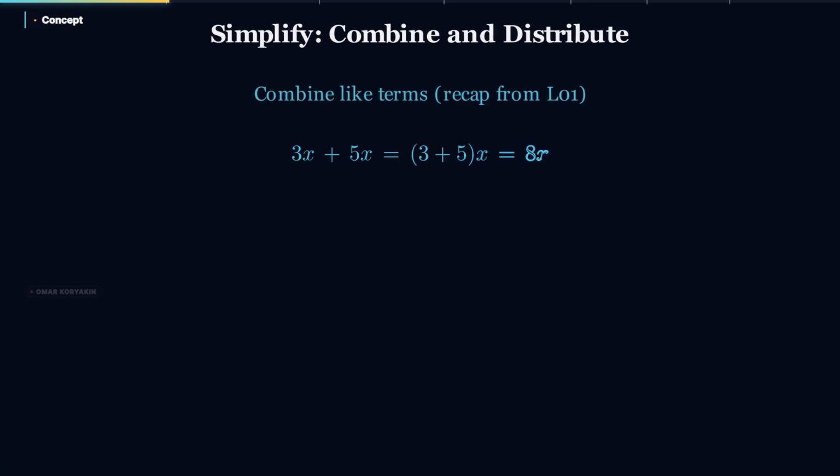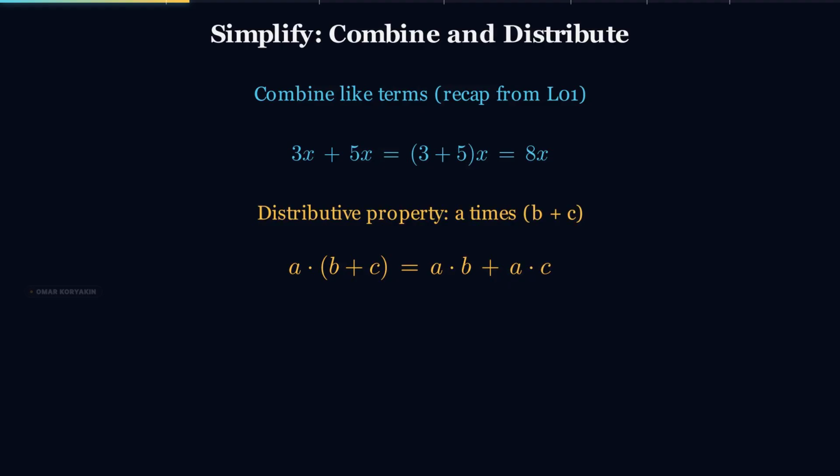Quick recap from the previous lesson. To combine like terms, you add their coefficients and keep the variable part unchanged. 3x plus 5x equals the quantity 3 plus 5, all multiplied by x, which equals 8x. The coefficients 3 and 5 do the work, the variable part x is shared and stays put. This rule will combine with the new distributive rule that follows.